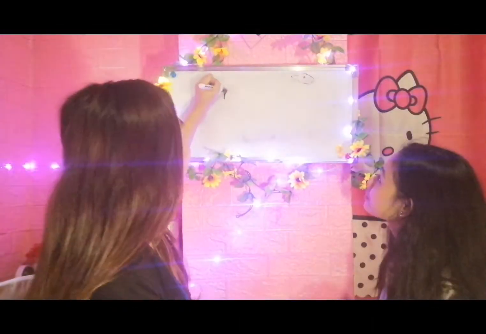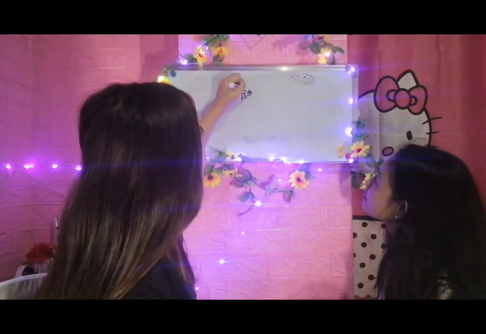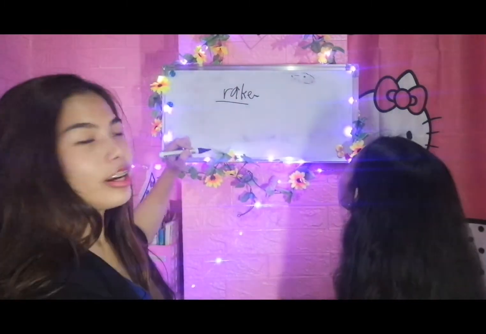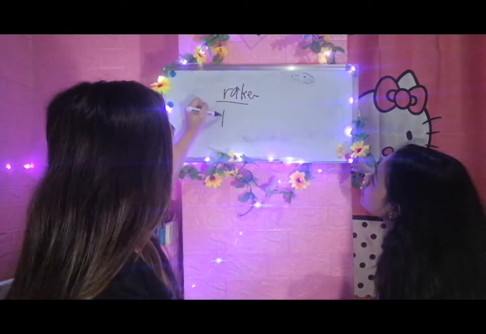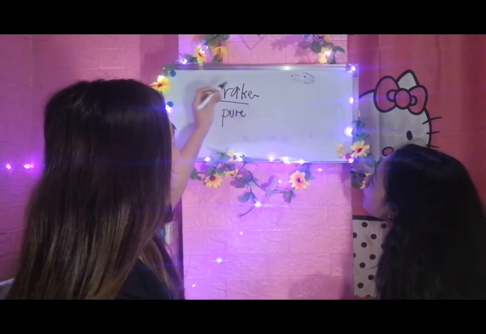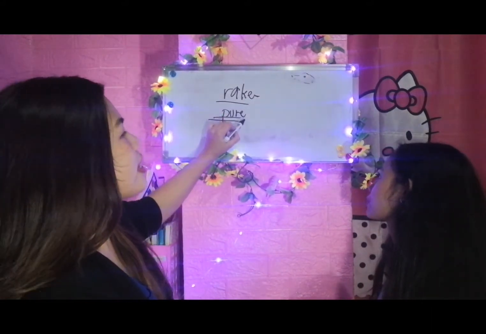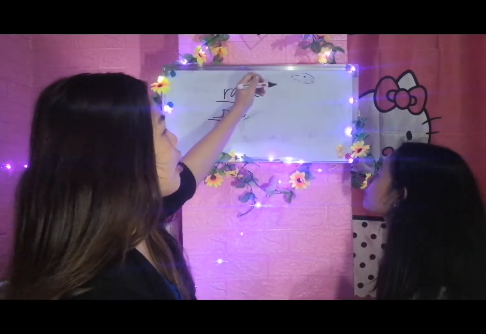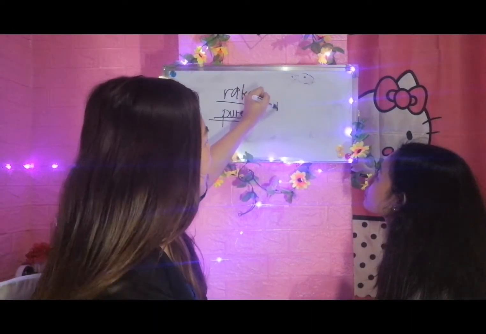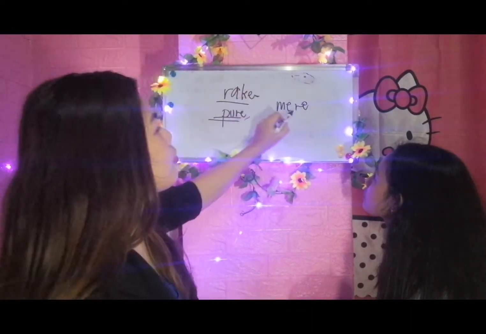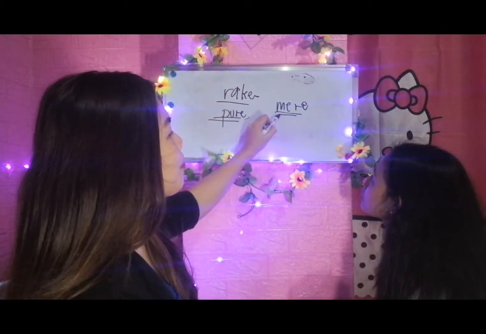For example, rake. The E is silent. Another example, pure. The E is silent. And the last example for long vowel sound is mere.